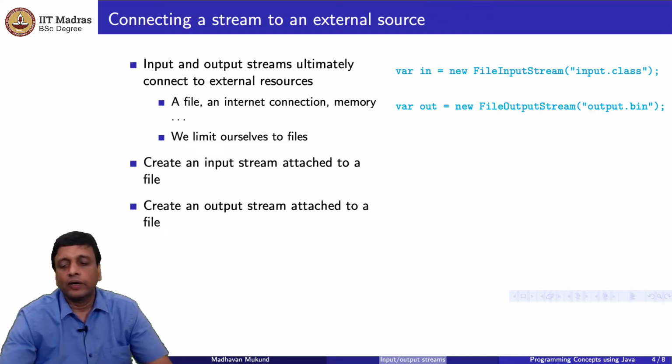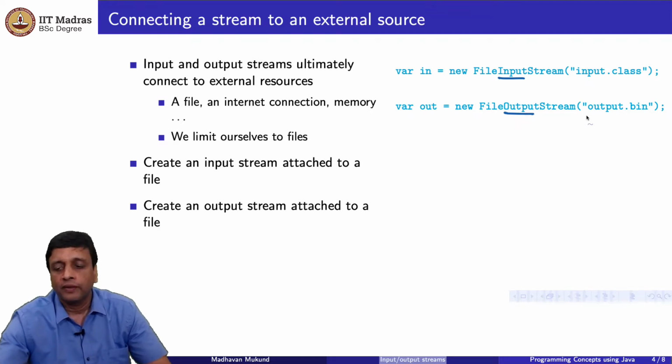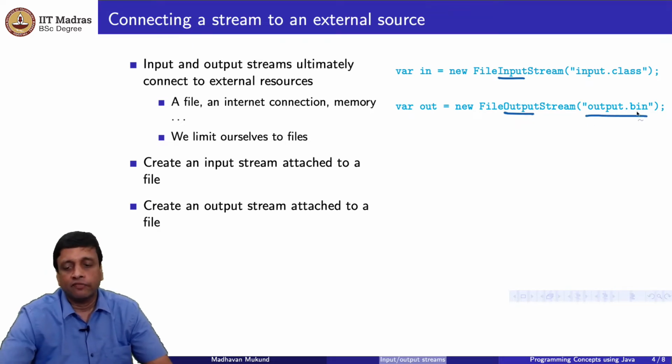So symmetrically, you can create a stream which outputs to a file. So as you would expect, the input is replaced by output. So you get a new file output stream. And once again, you provide a file name. So now anything that I write to the stream out will actually go into that file. Remember, there is this buffering thing, so it will not go immediately. It will go in chunks. But everything that is written to the stream out will actually land up in that file, because this is an output stream connected to that file.